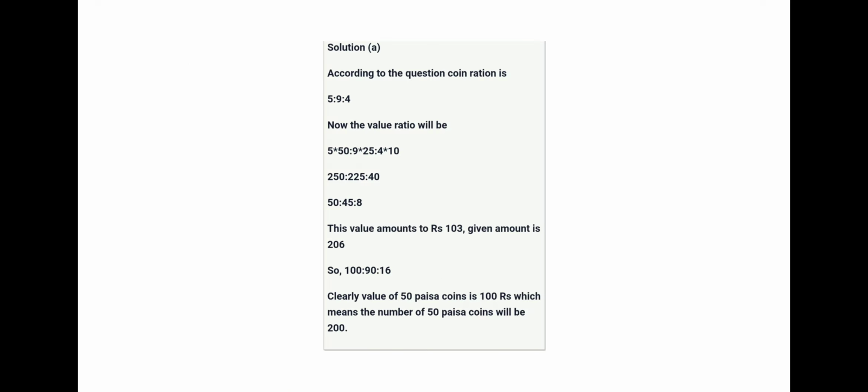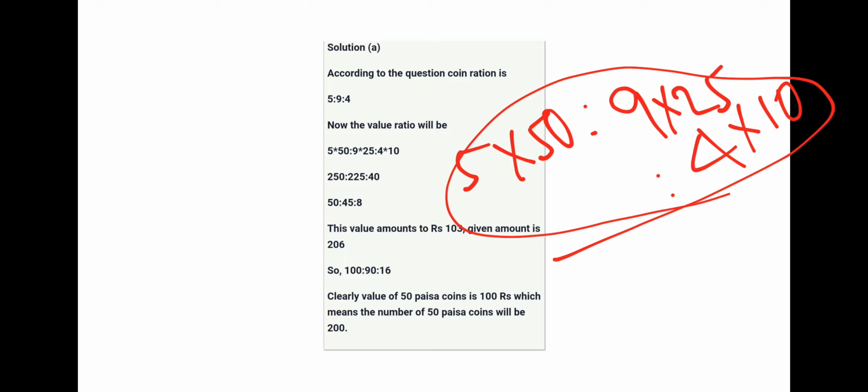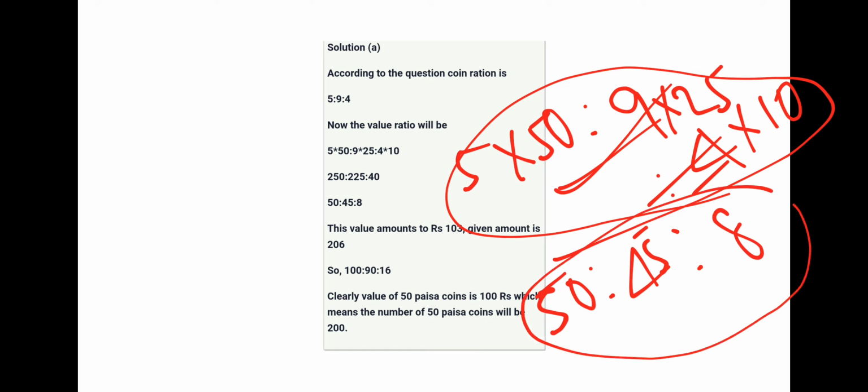So now the ratio of the values will be, for example, 50 paisa coins in the ratio of 5, so 5 into 50 is to 9 into 25 is to 4 10 paisa coins, 4 into 10. If you calculate this, you will get 50 is to 45 is to 8. This is the ratio of the total values. If you do the sum of this, you will get 103.